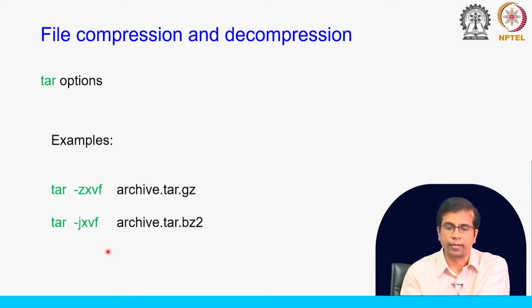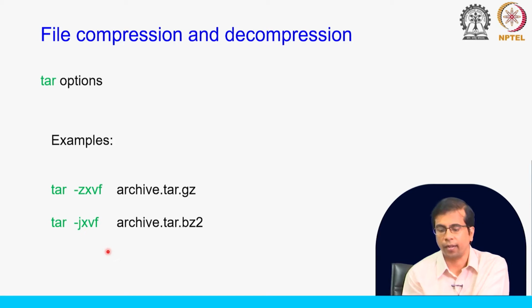So, let us try this. These are some of the examples that we have. You can merge these commands. If you are working with a .tar.gz file and you want to extract, you will say tar -zxvf. This will be very useful when we want to install tools. You will see many of them come in this .tar.gz format. If you want to extract a .tar.bz2 file, you will use -jxvf.